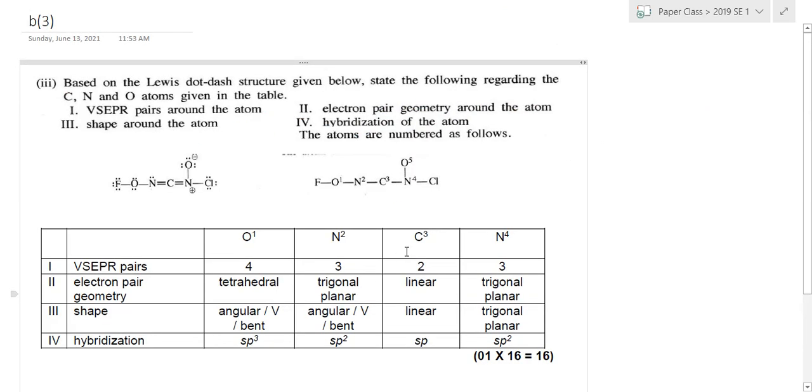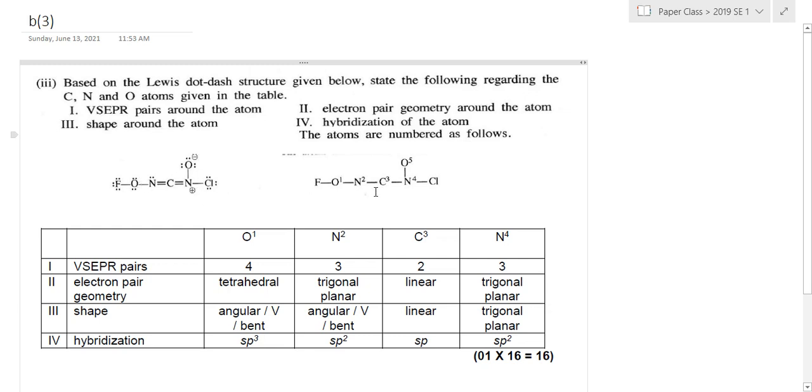Okay, let's move to the B3. I have quoted the answer sheets in here to hurry this. Based on the Lewis dot structure given below, state the following regarding the CNO atoms given. These are the VSEPR around the atom. They are asking about VSEPR pairs around this atom. How many VSEPR around this?